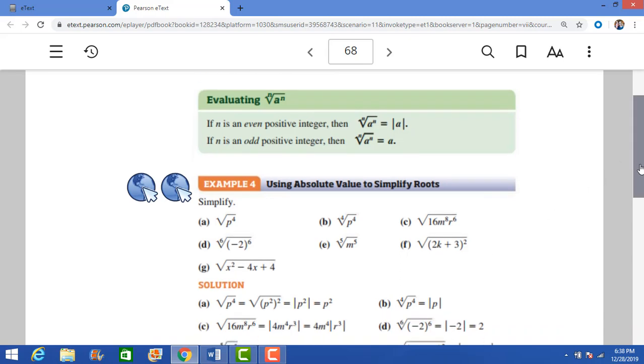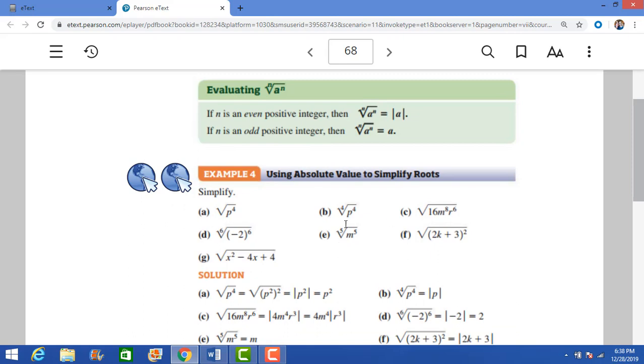Now, in this case here, c, we have the square root of this expression. So we need to write this as to the power of 2. So this would be 4 squared. This would be m to the 4th power, quantity squared. And this would be r to the 3rd power, quantity squared.